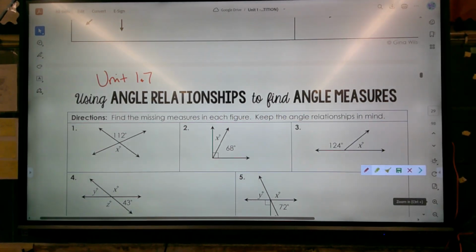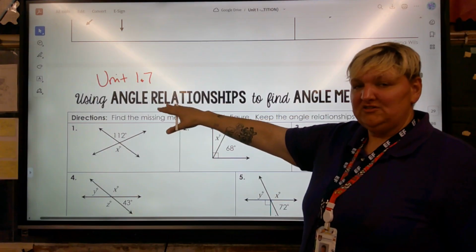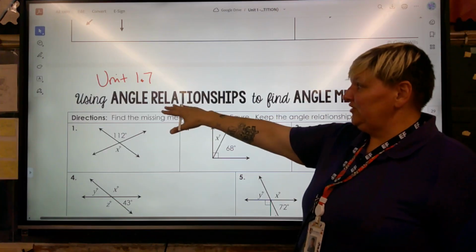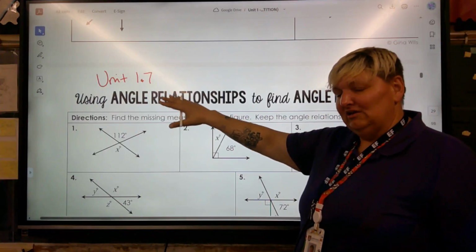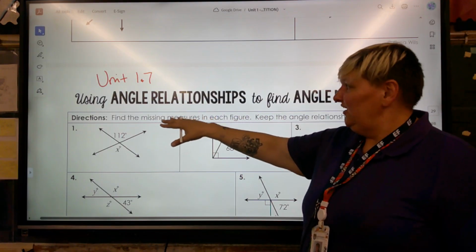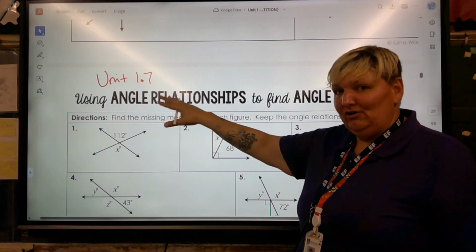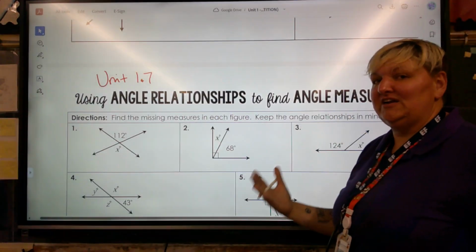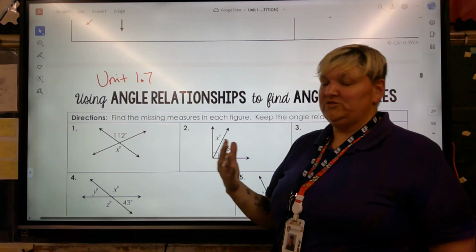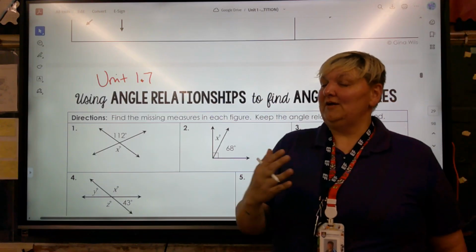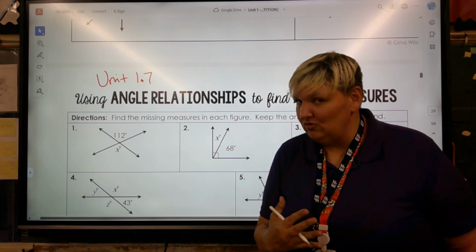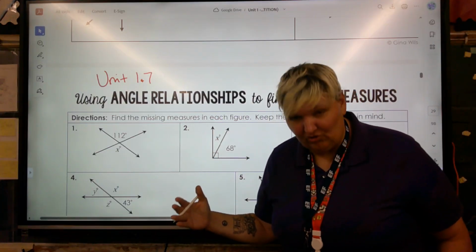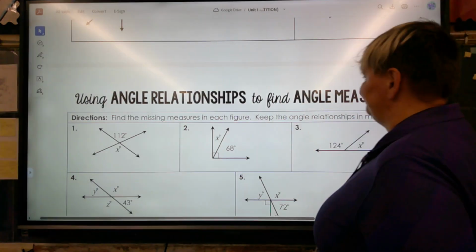Unit 1.7. This is where we use all the things we've learned from Unit 1.1 all the way through Unit 1.6. We use all the things we know about lines, rays, points, and angles, and all the things we learned about angle relationships to find the missing angles. Sometimes it's going to ask you to find the total, which means you add angles together. And sometimes it's going to ask you to find a missing angle, which means that you subtract. But you need to use all the tricks we've learned so far, right? I'll show you what I mean.